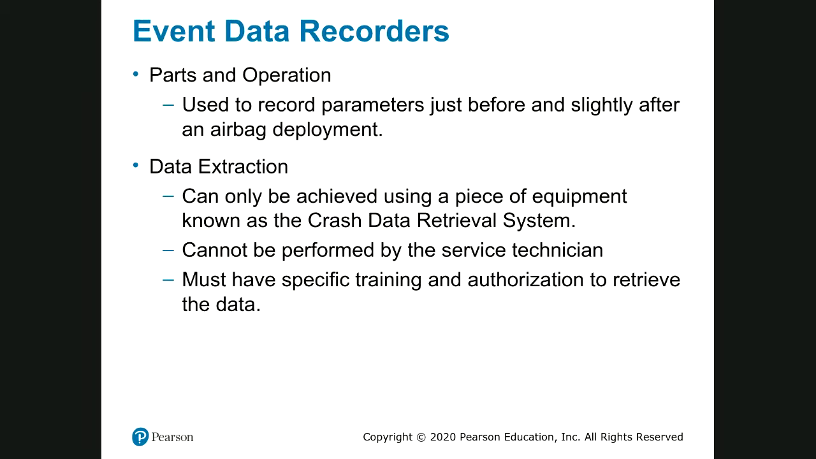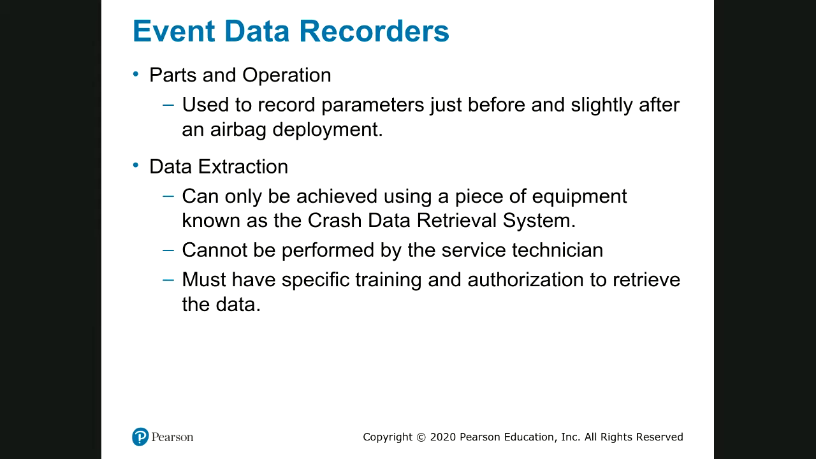Event data recorders. So here's what I was jumping ahead because side impact, error sensors, and things like that. Partial separation of event data recorder. These are used to record parameters just before and slightly after airbag deployment. Okay. You're involved in a high-speed collision. There's an event data recorder on your vehicle. It's like a little black box, like we talk about for airplanes and things like that.